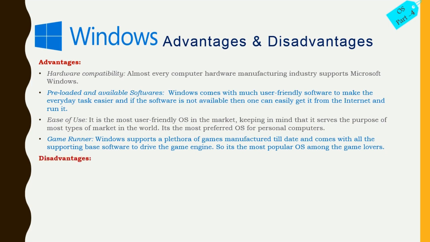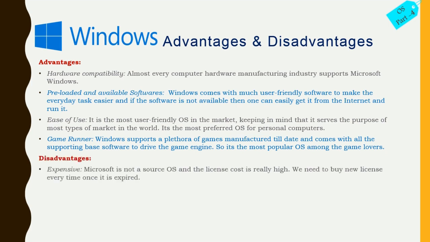There are certain disadvantages also. Number one is expensive. Windows is not a secure operating system and the license cost is really high. We need to buy a new license every time once it is expired. So it is an expensive operating system.